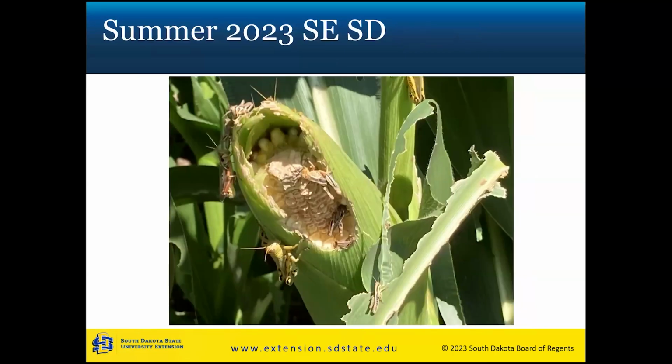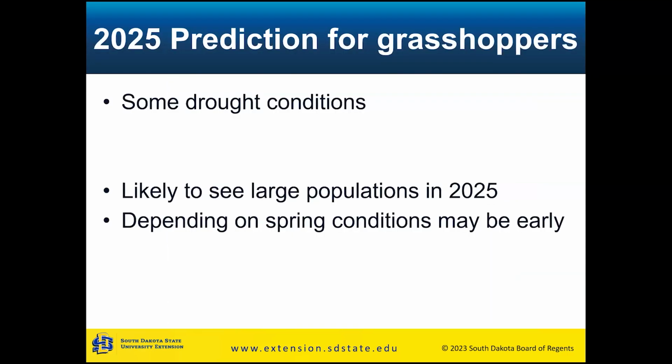And grasshoppers not only will feed on the leaves and cause maybe stand loss for us early season, but they also will feed on the parts of the plant that we harvest. And this is also the case for small grains, especially wheat. And so when they do this, we need to manage them. So what's the prediction for 2025 then for our grasshopper populations?